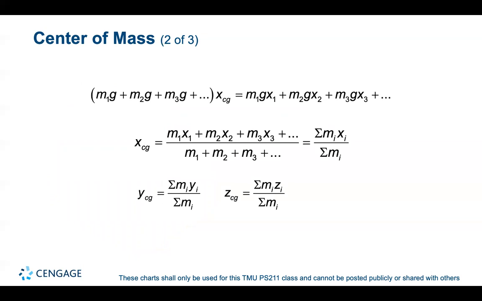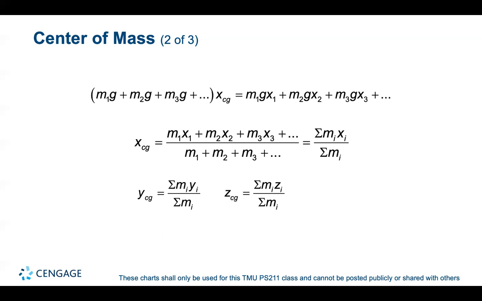So let's equate the torque exerted by W at the center of gravity to the sum of all of the torques acting on the individual particles. We assume that g is the same everywhere in the object. Then the g factors cancel. Here, x of CG is the x coordinate of the center of gravity. The same can be done for the y coordinate and z coordinate of the center of gravity.